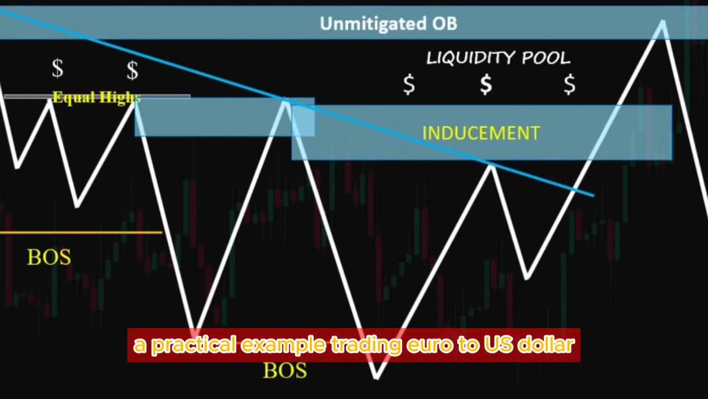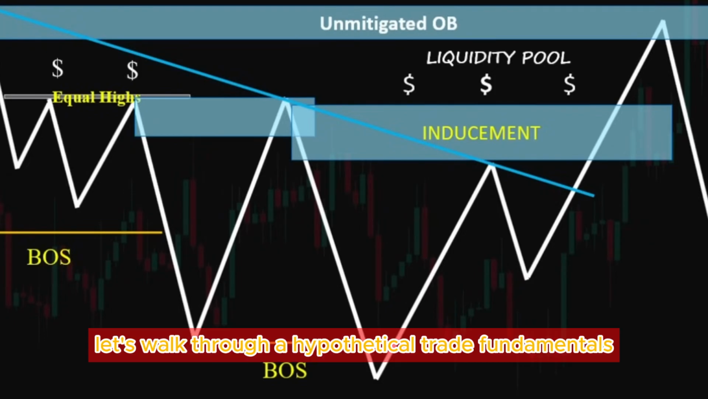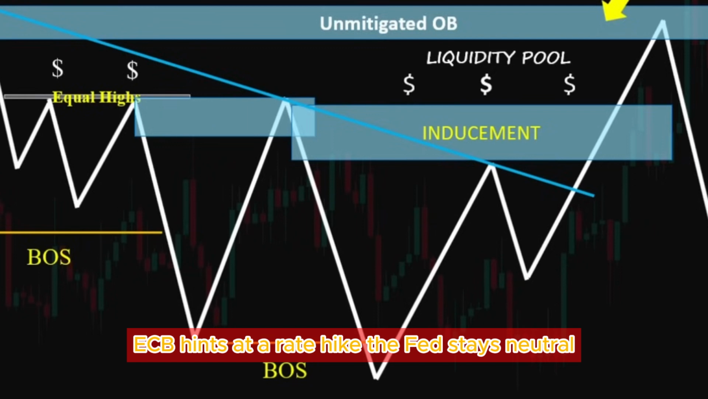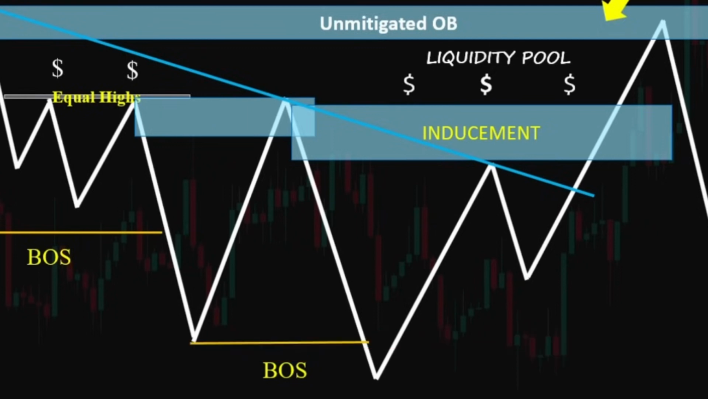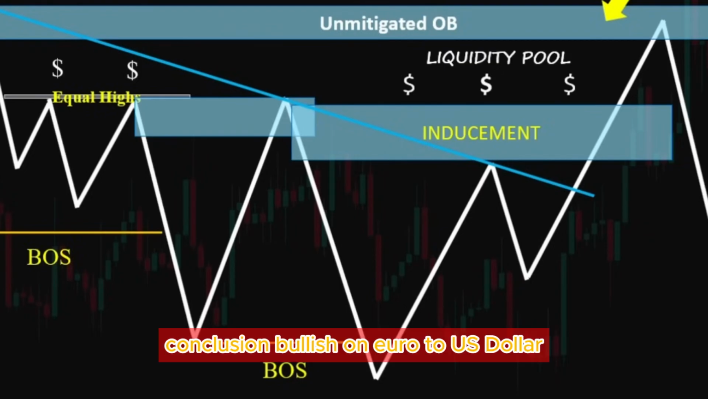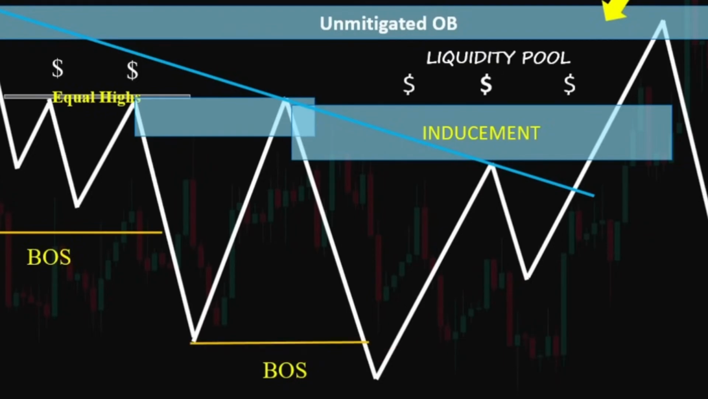A practical example: trading euro to US dollar. Let's walk through a hypothetical trade. Fundamentals: Eurozone GDP growth exceeds US growth. The ECB hints at a rate hike, while the Fed stays neutral. No major political risks loom. Conclusion: bullish on euro to US dollar.